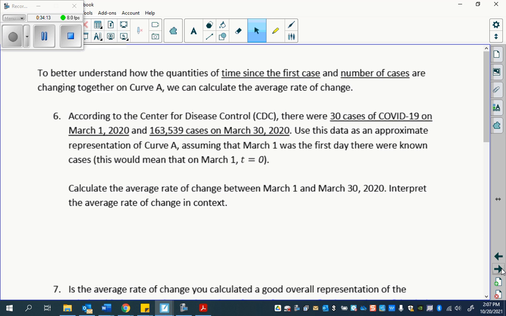So 30 cases on March 1st, and on March 30th, 163,539 cases. Use this data as an approximate representation of curve A, assuming March 1st was the first day there were known cases. That would mean on March 1st, t is equal to 0. Would you in a group please calculate the average rate of change between March 1st and March 30th? Interpret this average rate of change in terms of context. So you mark, set, go.